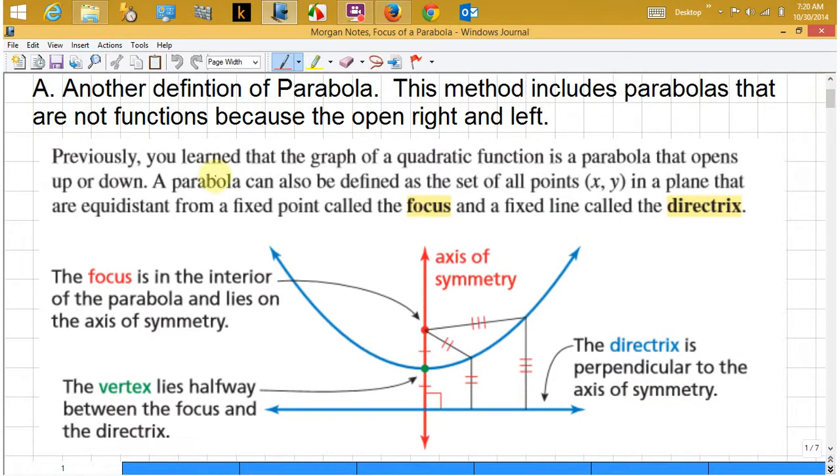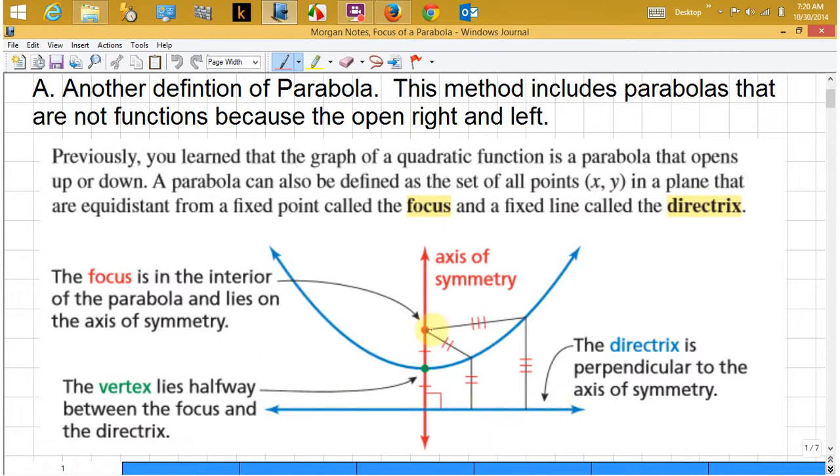It says previously you learned that the graph of a quadratic function can open up or down, and that it is a set of all fixed points in a plane that are equidistant from a fixed point called the focus and a fixed line called the directrix. Let's take a look at this picture. We have a line at the bottom called the directrix. We have the focus of a parabola, which is inside the concave shape.